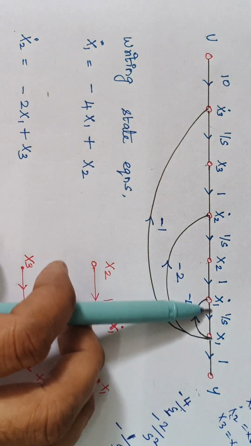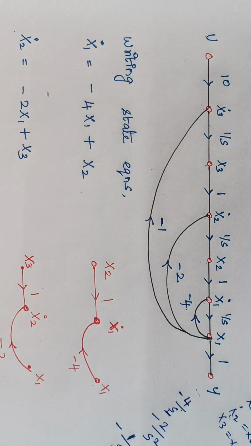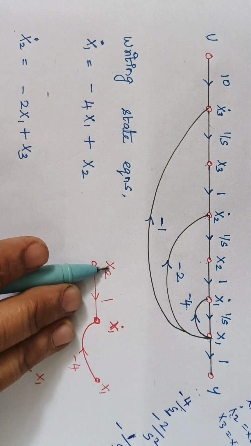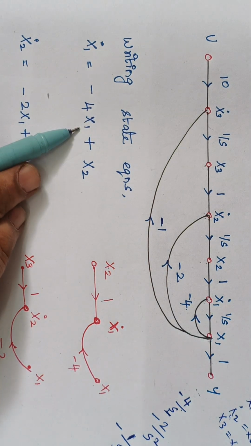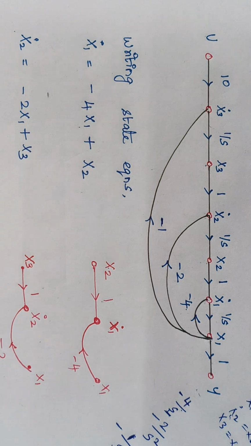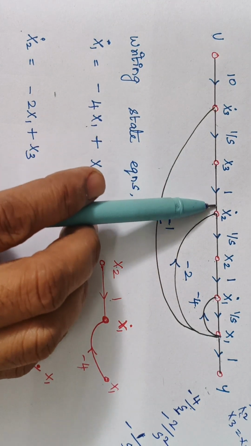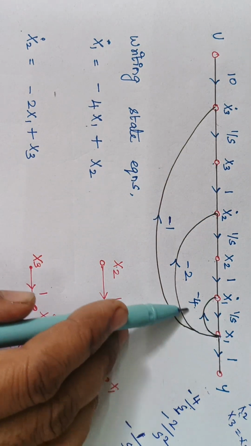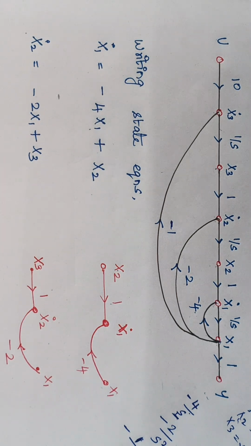Right. Since this 1 by s contributes to the forward path, no need to consider it while writing the expressions. You just take the respective values. So here it is 1 into x2, that is x2, and here minus 4 into x1, that is minus 4 x1. Right. Now we are proceeding to x2 dot. Again, when you look at x2 dot, you see from x3 there is a signal coming, and from this x1 there is a signal coming towards it. Right. So while writing the expression, it is x3 and minus 2 into x1, therefore minus 2 x1.